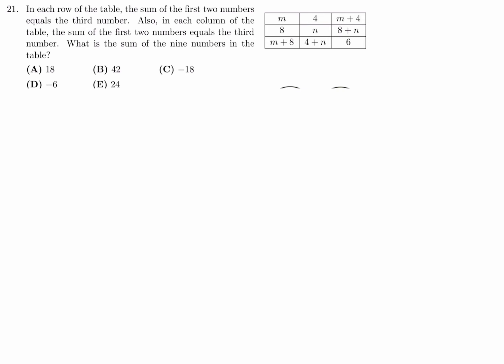So, they've told you that this equals this and that equals that, pretty much, if you read the opening stem. So that means that m plus 8 plus 4 plus n is equal to 6. And that means that m plus n is equal to minus 6, right? 6 minus 12. And if you do that part, it's exactly the same. So it doesn't give you any different result.